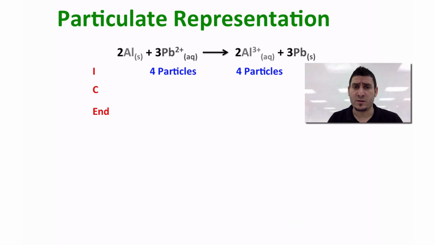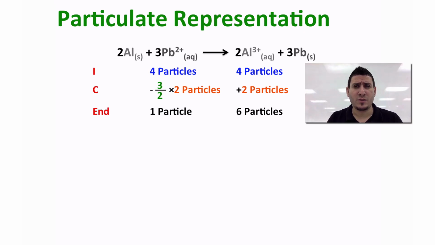To explain the particulate representation, we can use an ICE table as well. Initially, we had 4 particles of each. Since 1 molar corresponds to 4 particles, the change by 0.5 molar will correspond to 2 particles. Therefore, the number of particles of aluminum 3+ will increase by 2 particles, and the number of particles of lead 2+ will decrease by 3/2 multiplied by 2 particles. I remind you again that 3/2 is the molar ratio between lead and aluminum. At the end, we will have 6 particles for aluminum and 1 particle for lead.